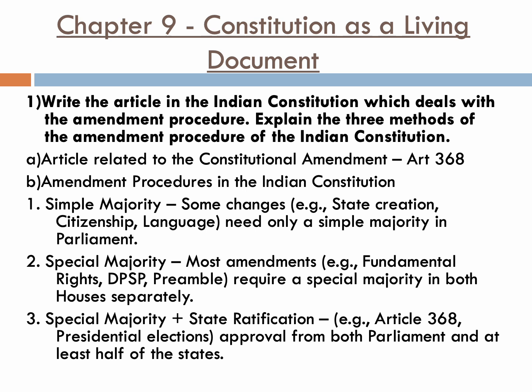Second part of the question is about the amendment procedure, and we clearly mentioned 3 methods. The first one is simple majority, which makes changes in state creation, citizenship and language, and needs only a simple majority. Second is special majority, in both houses separately. That is needed for amendments in fundamental rights, DPSP and the preamble. Third one is special majority and state ratification, or we can say state approval. The approval from both Parliament and at least half of the states should also agree with it.